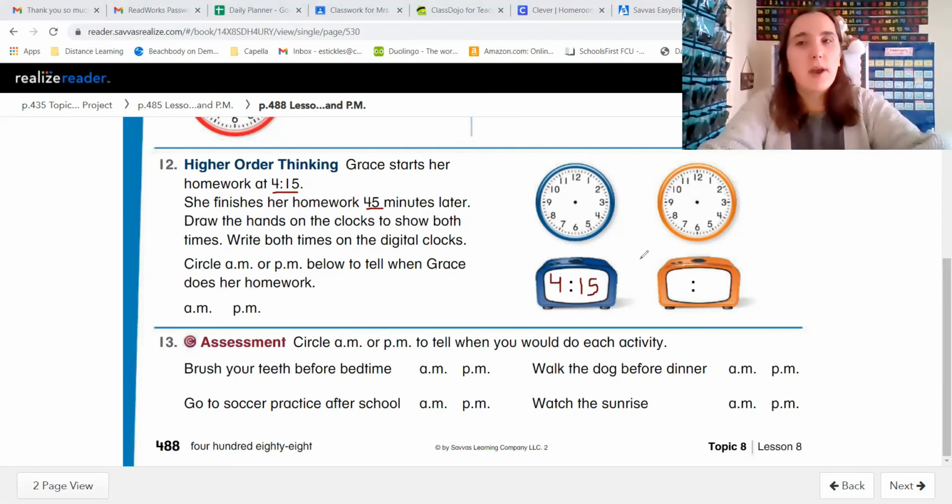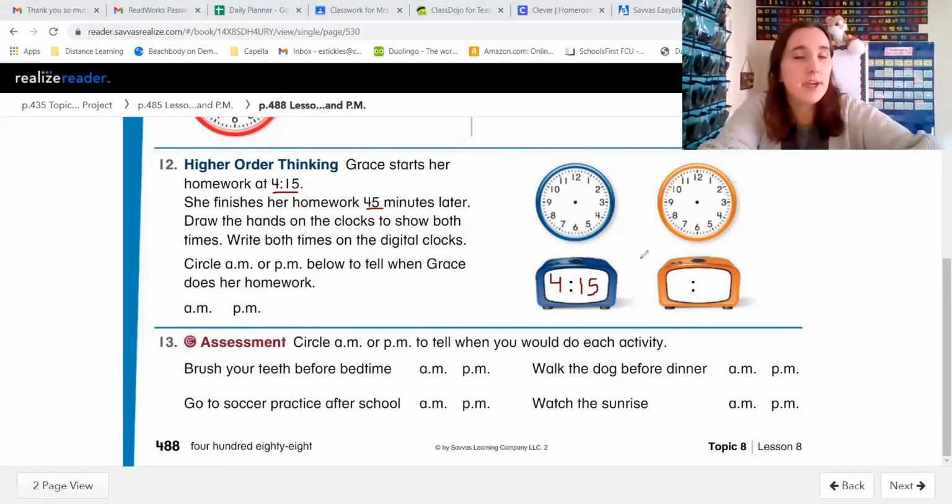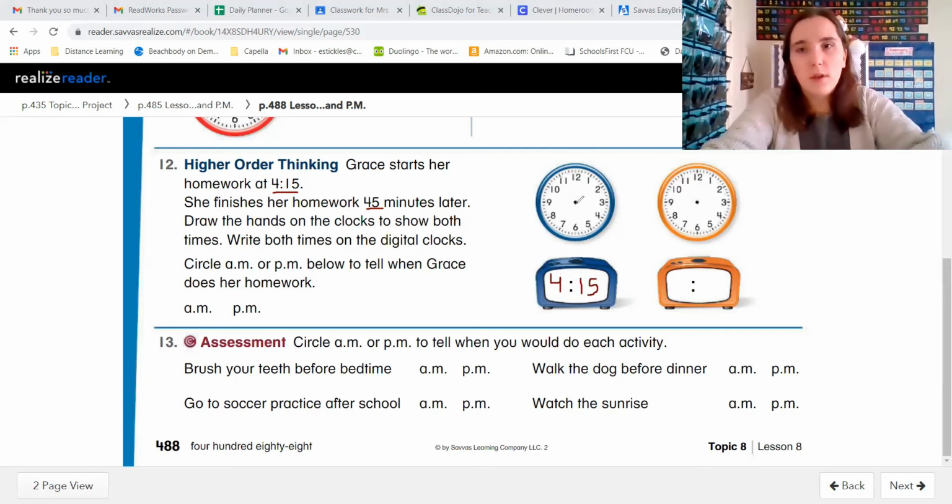What 2 numbers should I write my hour hand between? Where should I point it? I should point it between the 4 and the 5. So I'm going to go just like that, not too long. Now, if it's 15 minutes after 4 o'clock, I need to count out 15 minutes. So 5, 10, 15. So I need to point my minute hand at the 3. That would be 15 minutes after 4. Make it nice and long.